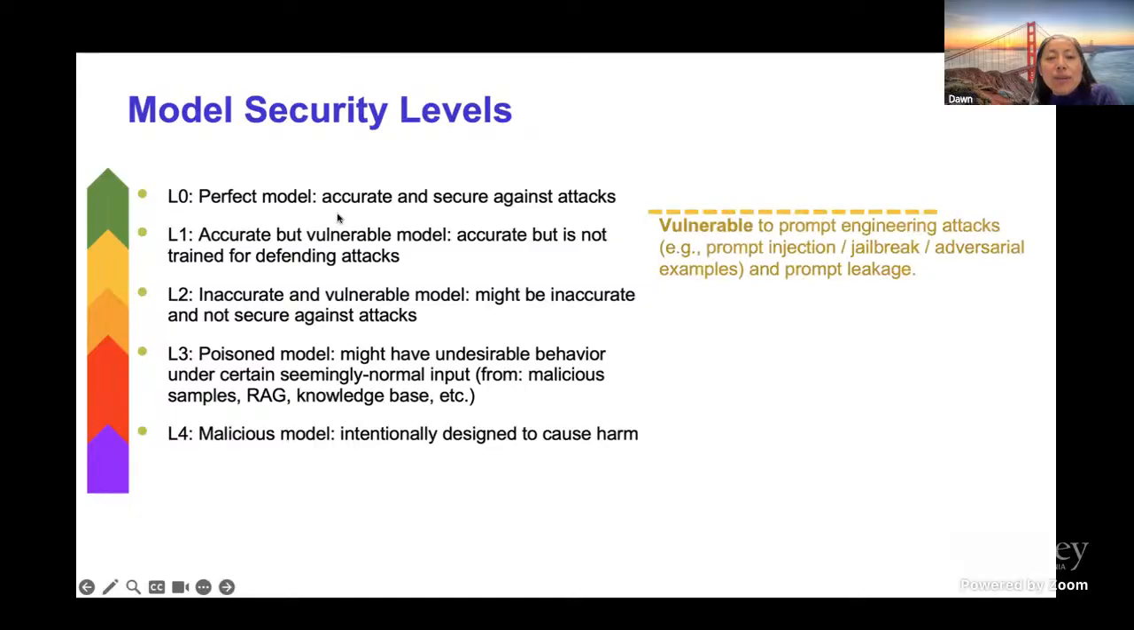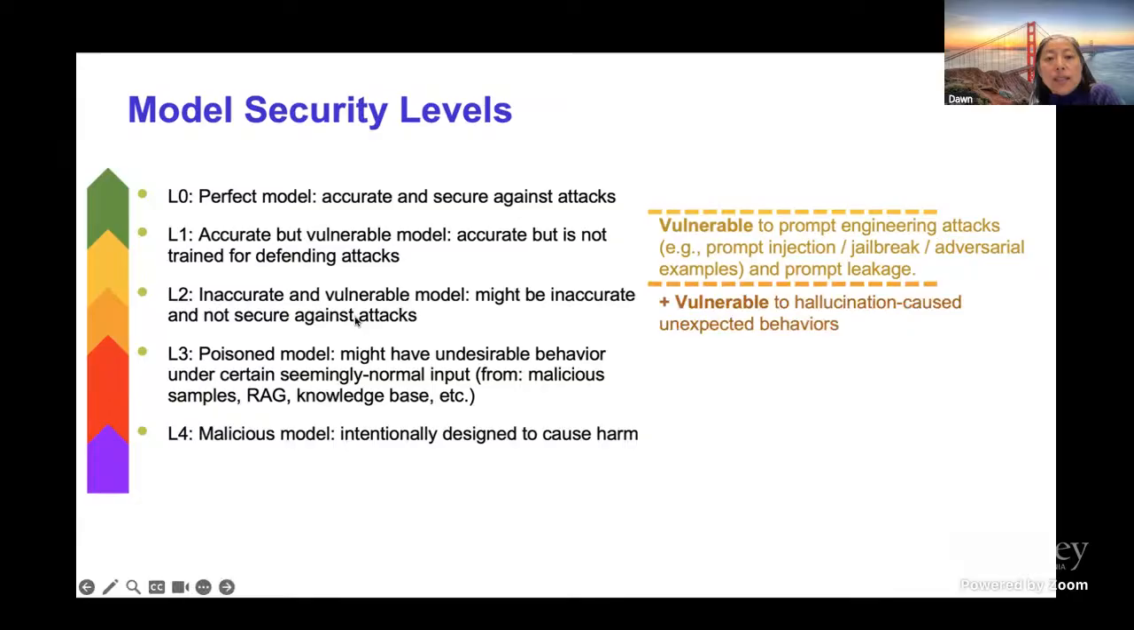So the next level is the model is accurate, but vulnerable. So essentially, in general, under normal circumstances, the model will give the accurate output. However, it's not trained for defending against attacks. So it's vulnerable to different types of prompt engineering attacks, including prompt injection, jailbreak, adversarial examples, and also prompt leakage, and so on.